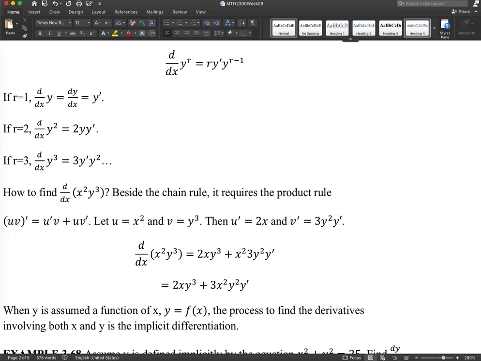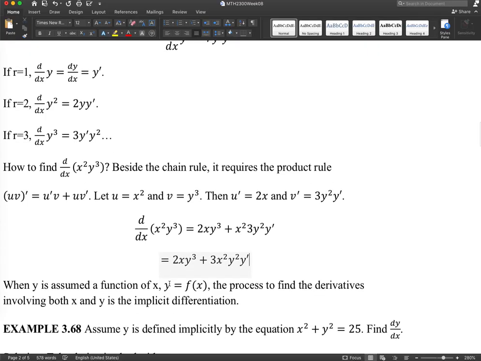Okay. And then putting this together, d/dx of x squared y cubed, as I'm saying, I'm considering the product rule: u prime v plus u v prime. And I really did not do a lot of simplification here. The first term stayed the same. I just moved the other 3 in the middle to the very front. So 3x squared y squared y prime.